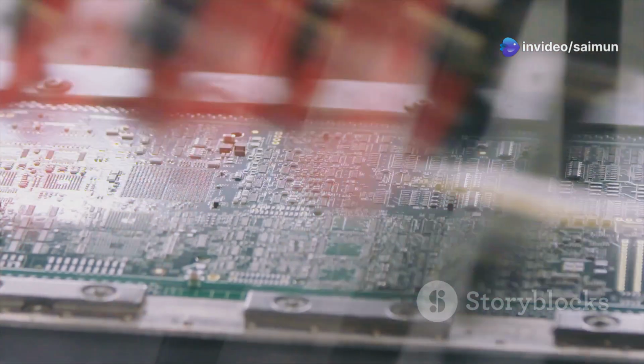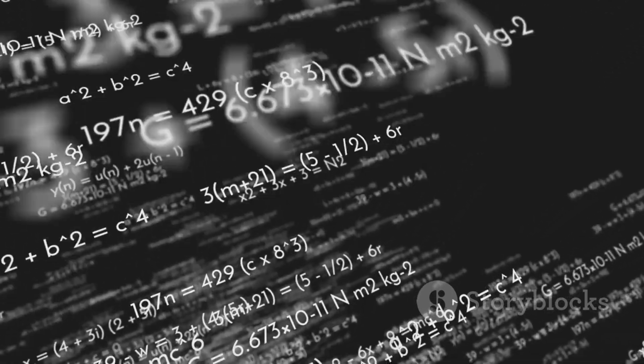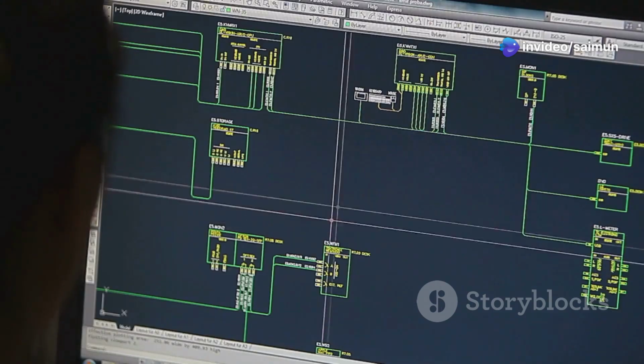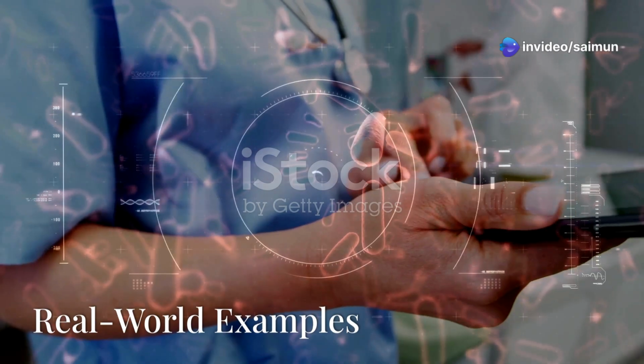The number of select lines determines how many outputs a de-multiplexer can handle. A demux with n select lines can control 2 to the power of n outputs, so 2 select lines can handle 4 outputs, 3 lines can handle 8 outputs, and so on.